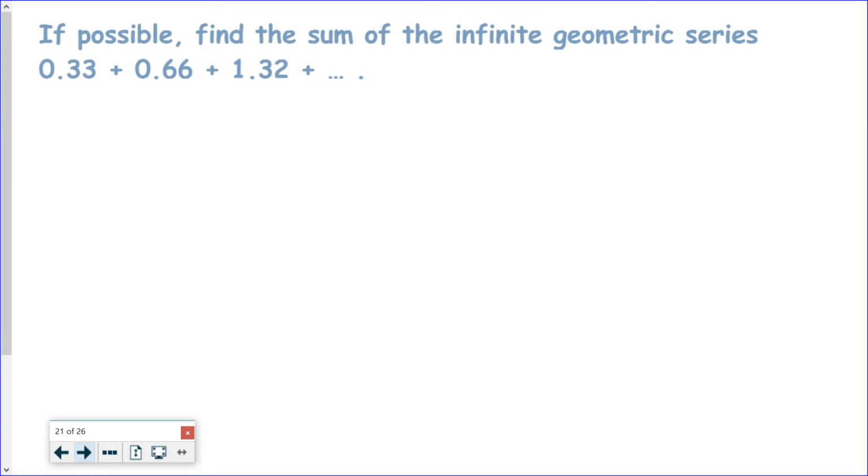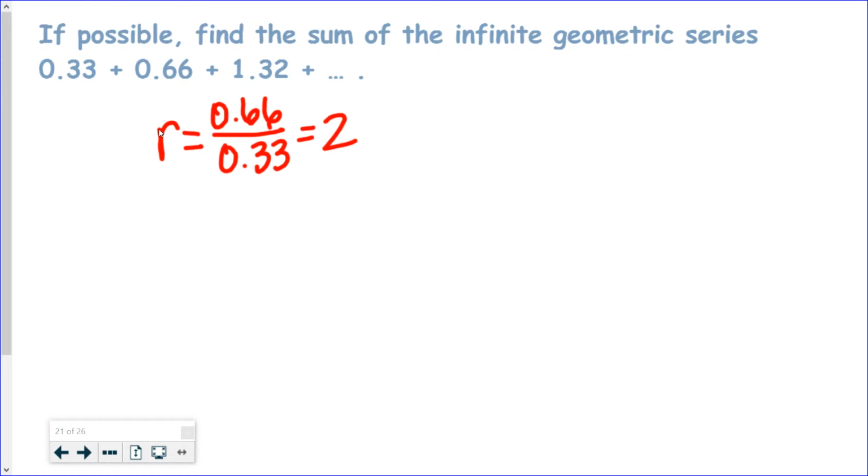If possible, find the sum of this infinite geometric series, 0.33, 0.66, plus 1.32. So first find your ratio. For this one, it's 0.66 divided by 0.33. That is equal to 2. Since my ratio is bigger than 1, this is not possible. The reason why it's not possible is because our series is unbounded. And we'll use words like series is unbounded when we get to calculus. For now, you can just say not possible.